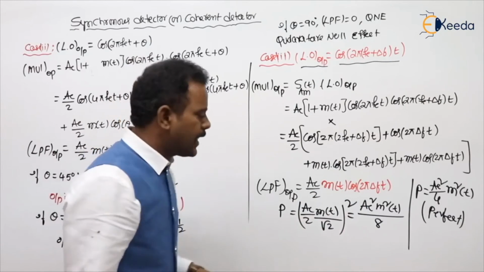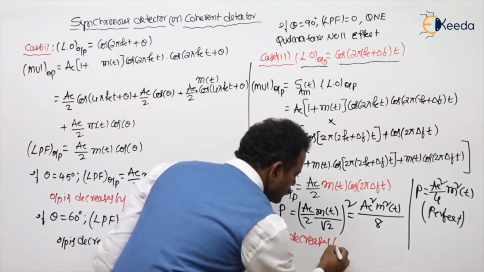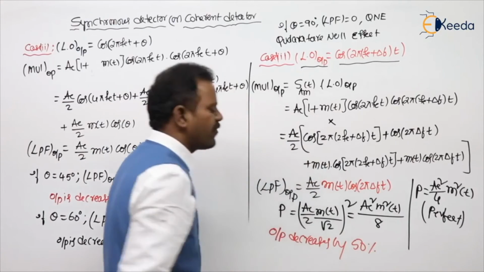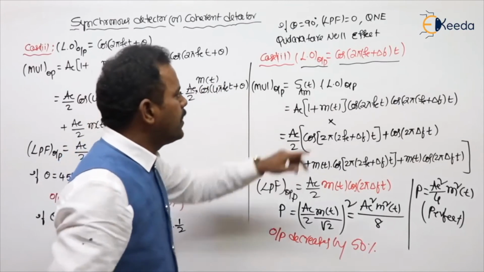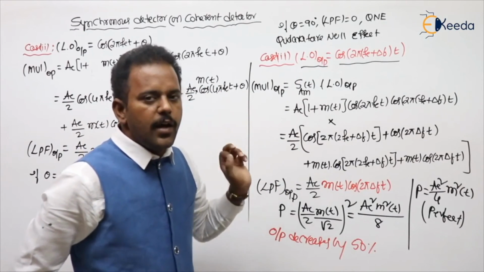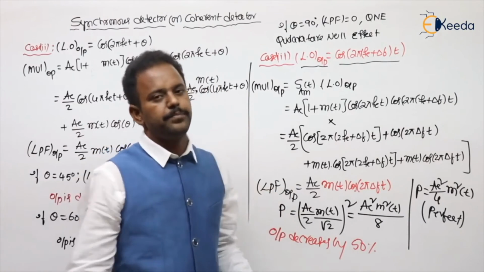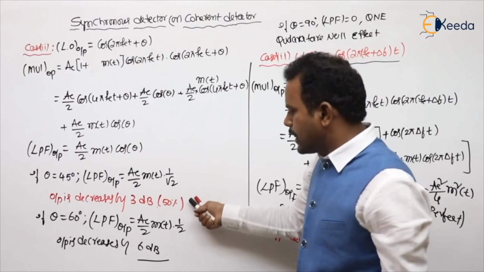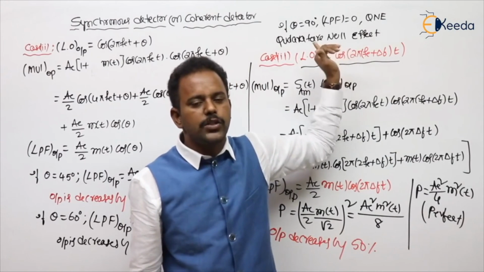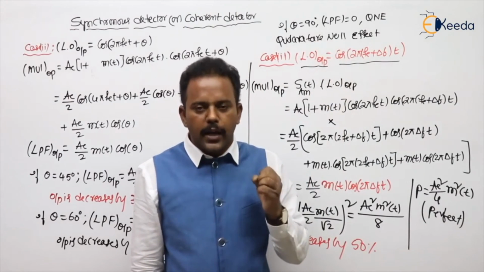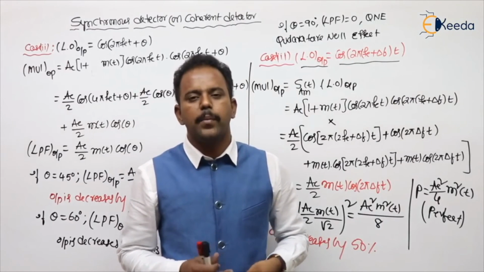Power 1 by 2 means I can say output decreases by 50% or output decreases by 3 dB. So simple, you can remember, whenever any frequency difference is there, output decreases by 50% or 3 dB. Like in the 45 degrees case, 3 dB, 60 degrees case, 6 dB, 90 degrees case, the total thing will be coming as 0. Quadrature null effect. Like that, if we have any frequency and phase differences, the output decreases or becomes 0.